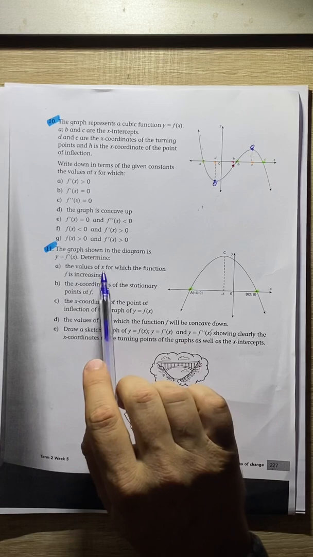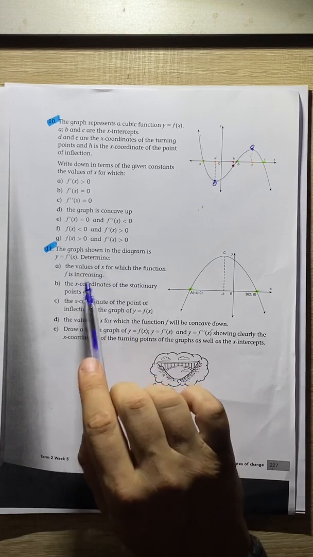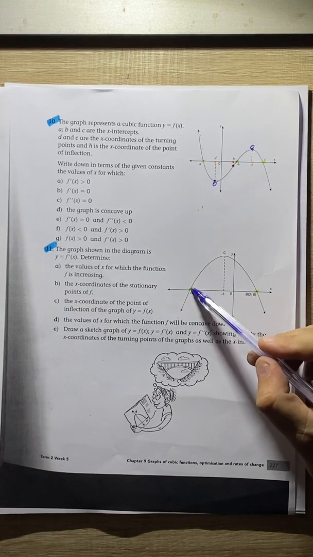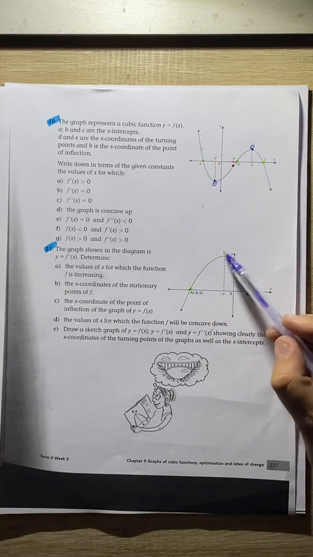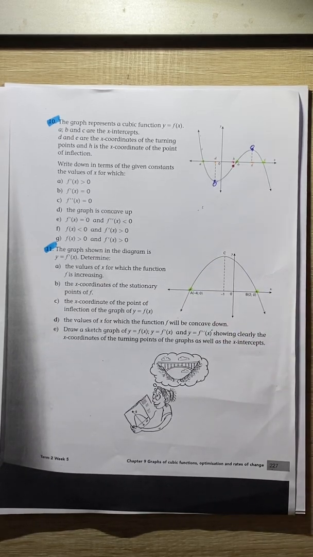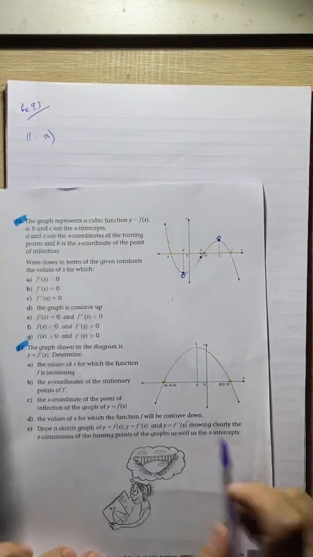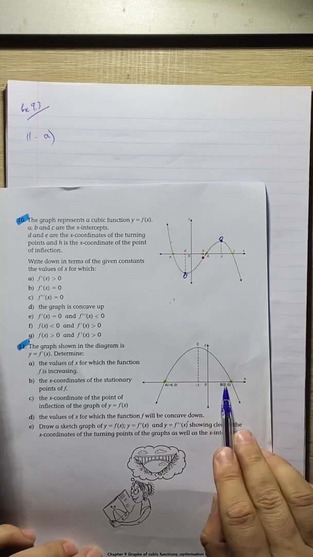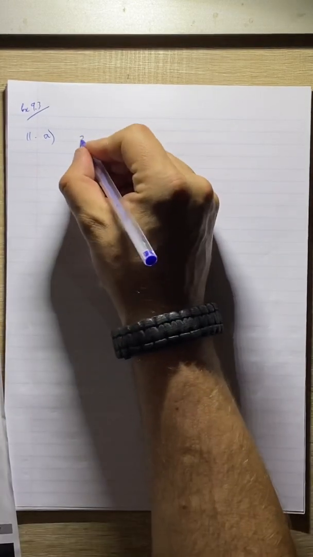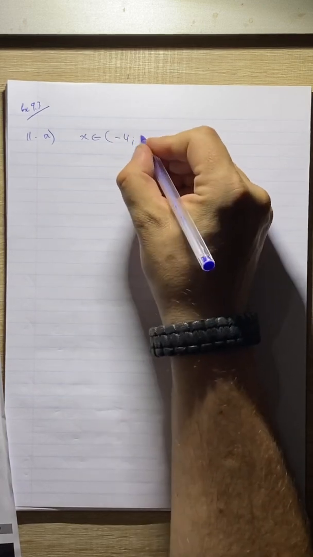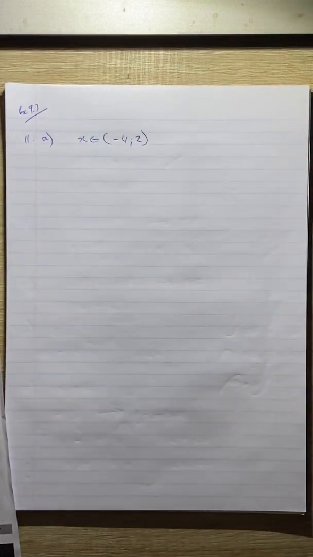So the values of x for which the function f is increasing. We're looking for where the y values here are positive. So they're positive from here all the way up to there. Okay, so question A, we are going to go from -4 up to 2. So it's increasing for x as an element of (-4; 2).